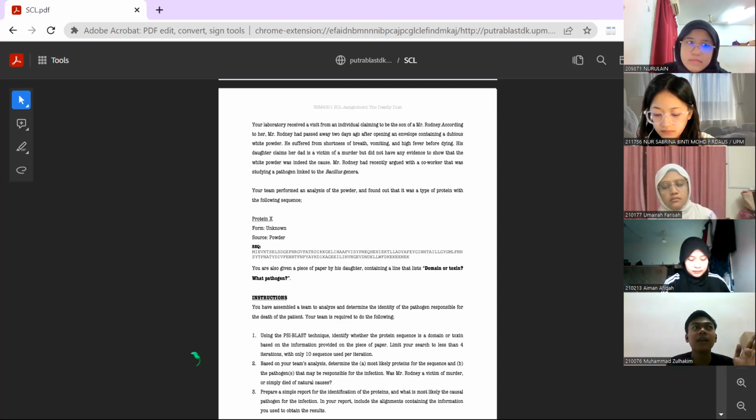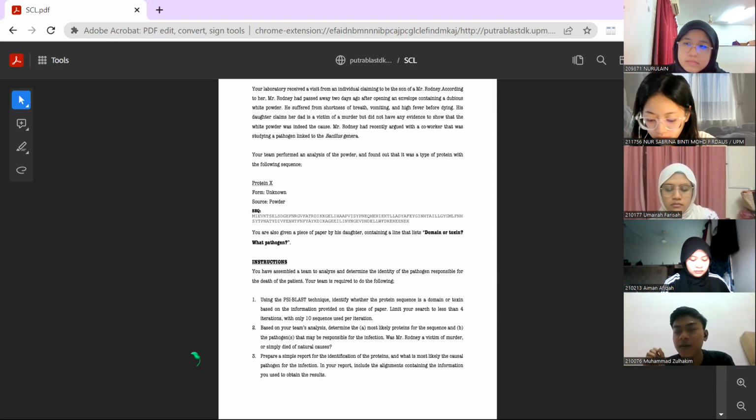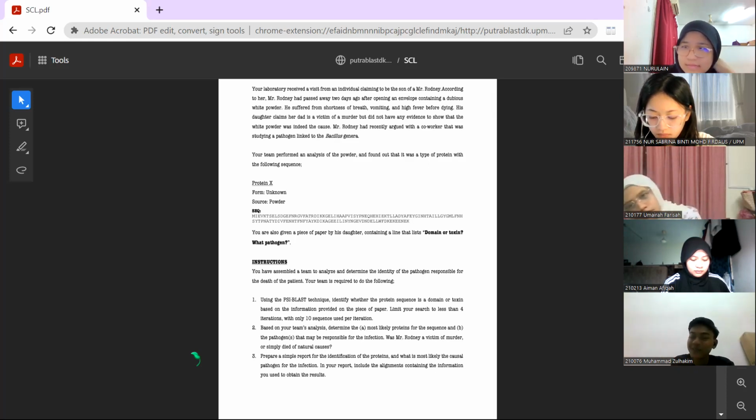Other kinds of symptoms that Bacillus cereus may bring are inhalation anthrax and also lung infections. This is because of the finding from SciBlast that the protein is mostly homologous to the Bacillus genera studied by Mr. Rudney's co-worker, with whom he had recently argued. So basically, going back to the topic, Mr. Rudney may have been the victim of a murder. So that's all for case study 3. I will pass to case study 4.